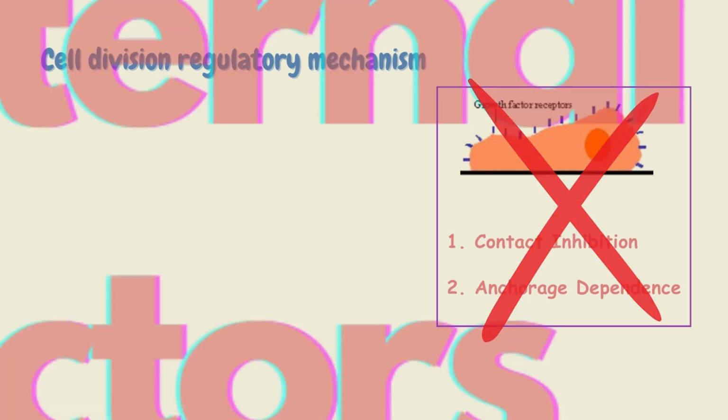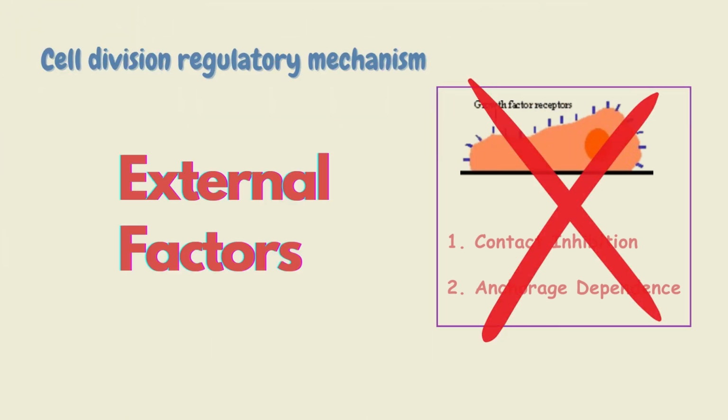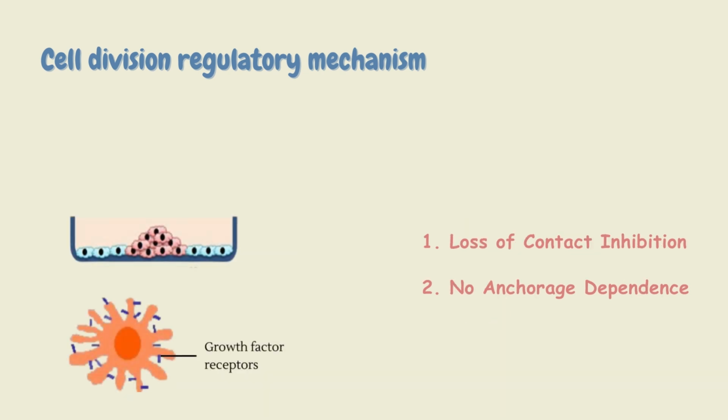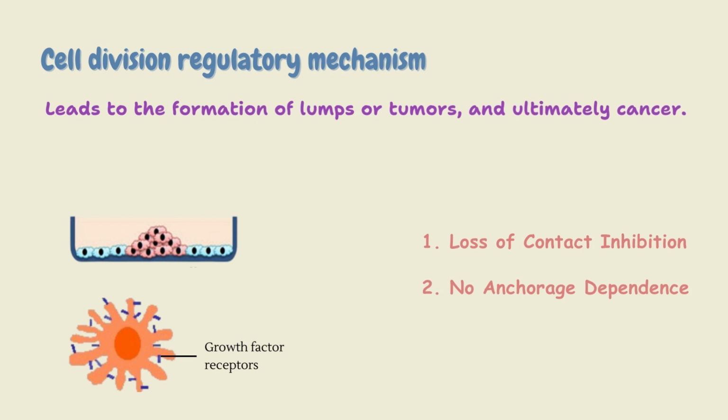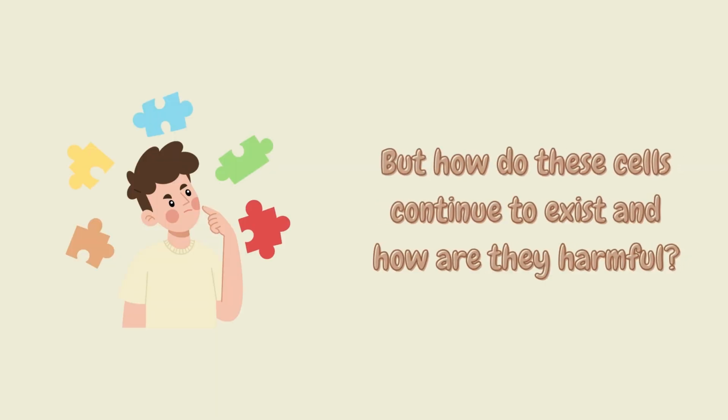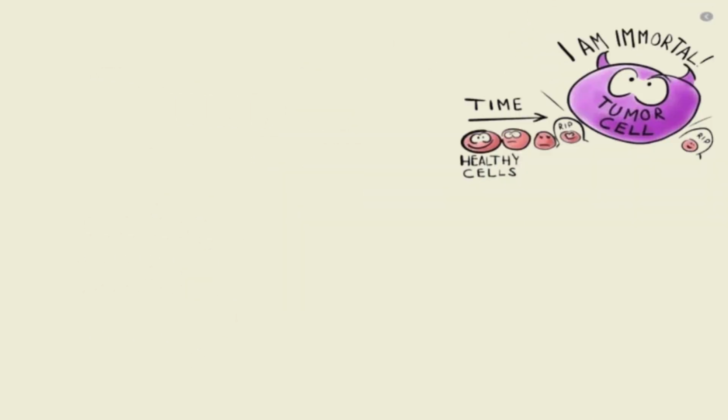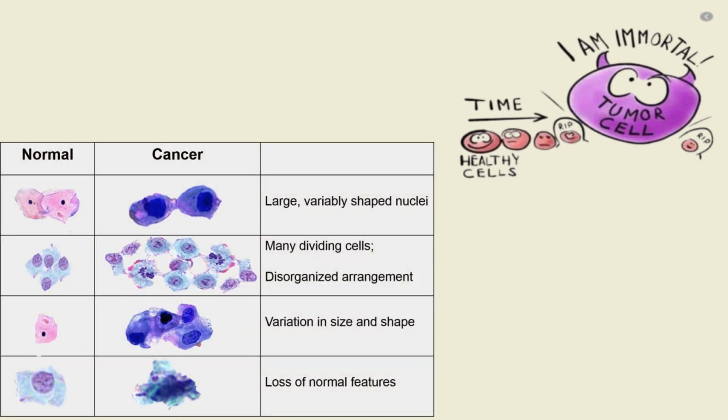Unfortunately, some external factors can affect these checkpoints. Some cells lose the contact inhibition and anchorage dependence, causing the cells to divide uncontrollably. This leads to formation of lumps or tumors, which can ultimately lead to cancer. But how do these cells continue to exist and how are they harmful? In vitro studies have revealed that cancer cells possess a remarkable capacity for immortality, persisting even after they have ceased to function properly. This immortality is facilitated by their evasion from the normal cell cycle and apoptosis.